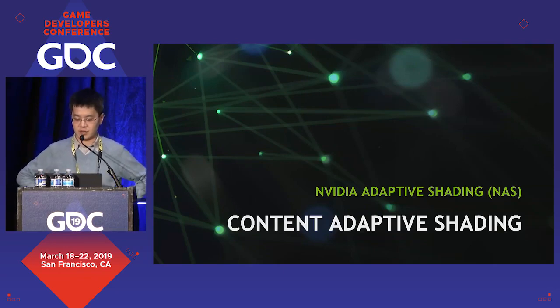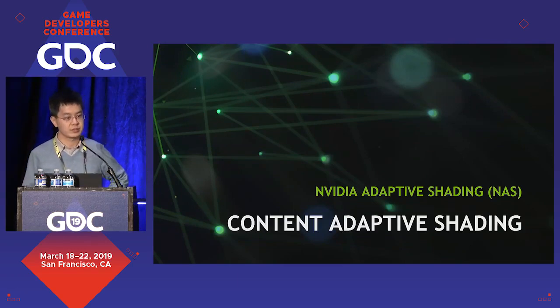Now we have learned enough about variable rate shading. Let's dive into the NVIDIA adaptive shading technique. It has 2 building blocks, content adaptive shading and motion adaptive shading. Let's look at content adaptive shading first.